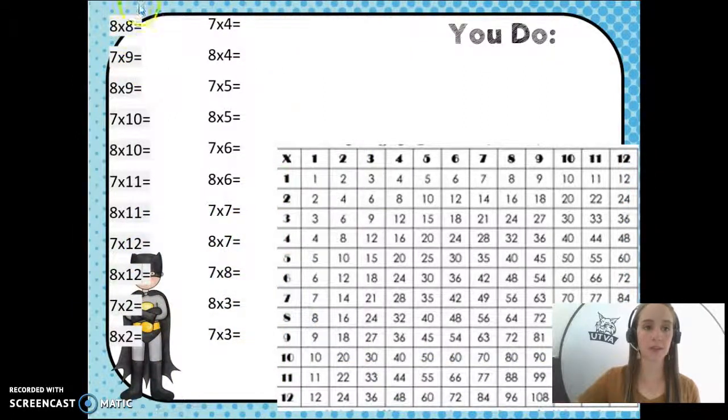This is what your page looks like. You are working on multiplying by 8 and multiplying by 7, and you have the multiplication chart to use if you need it. I know skip counting by 5 is a lot easier for me than skip counting by 7 and 8. So use that multiplication chart as much as you need, and I will see you guys soon.